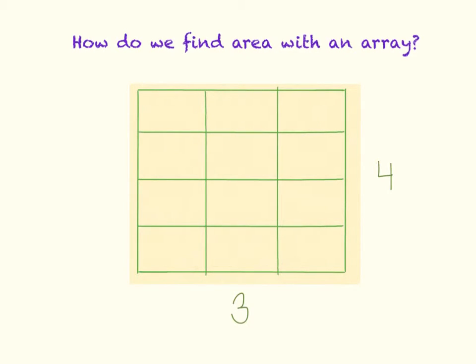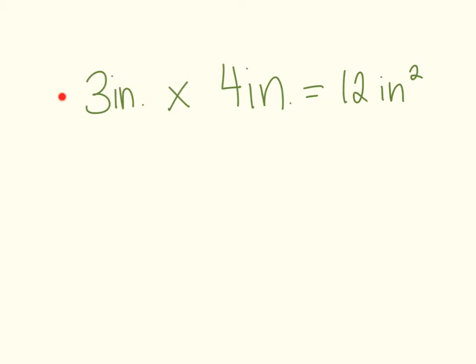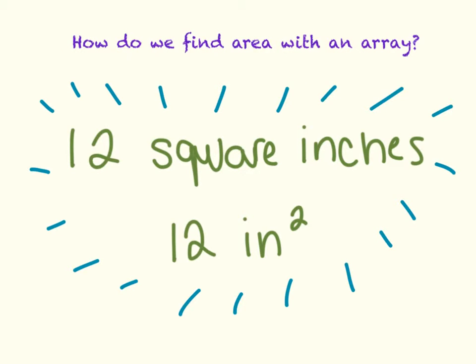Or another method we could do is see that we have 3 tiles on the bottom, 4 tiles on the side, and we can multiply them. So we would get 3 inch by 4 inch equals 12 inches squared. We've multiplied the 3 and the 4, but also the inches to get the inches squared. So that means we have 12 square inches, and we can write it this way or this way.